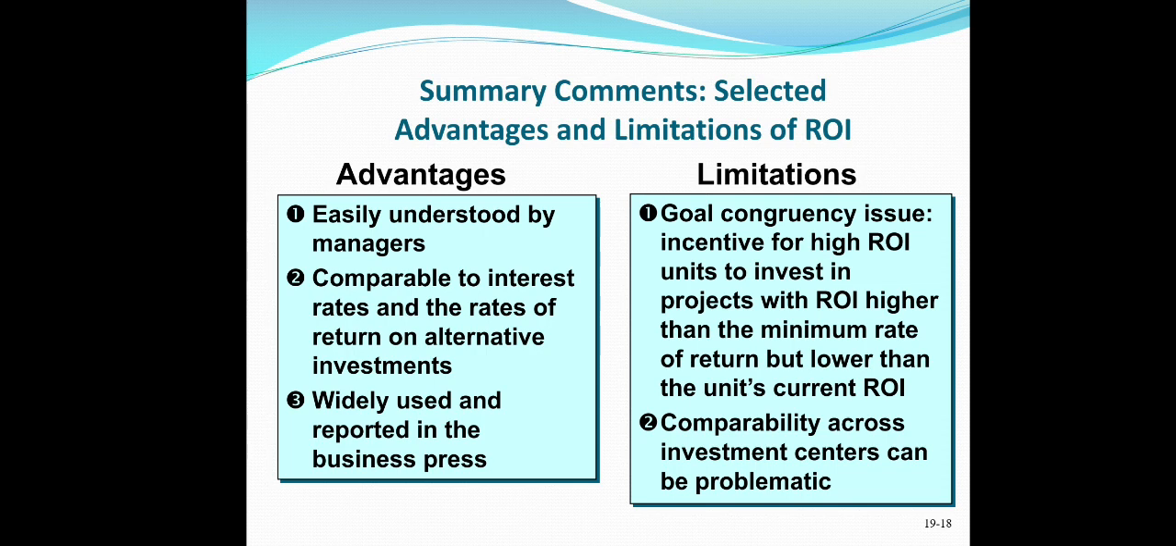The first limitation is goal congruency issues. Incentive for high ROI units to invest in projects with ROI higher than the minimum rate of return but lower than the unit's current ROI. And then comparability across investment centers can be problematic.